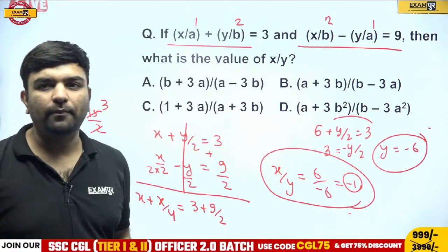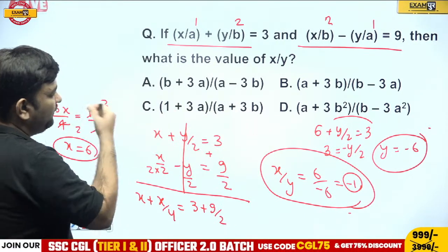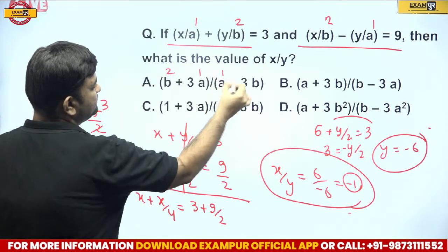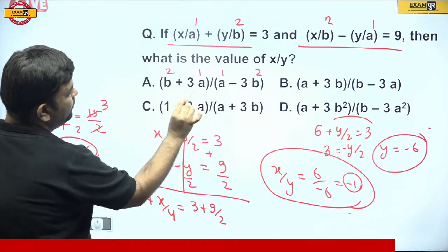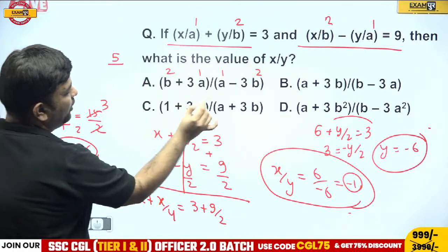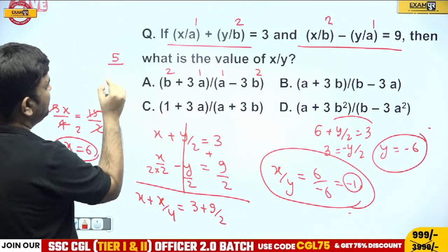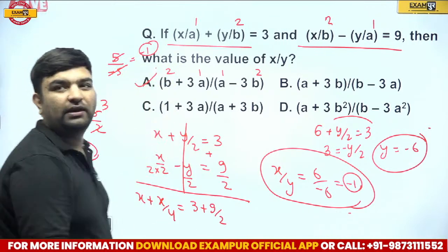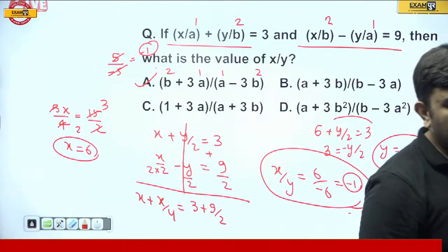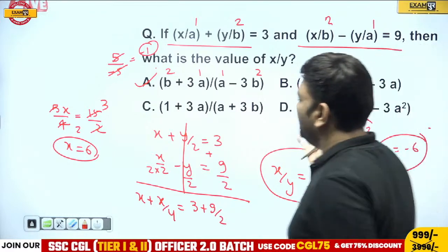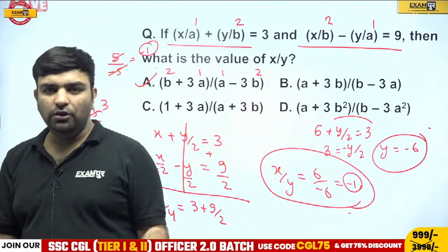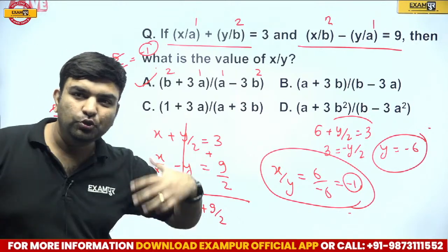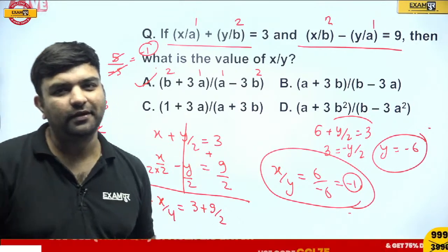Whoever will give you minus 1 is your answer. On putting y, b is 2 and this is 1. 2 plus 3, 5 upon 1 minus 6, minus 5, minus 1. You can take the risk, only A will give, because here we have taken such different values that two options can't clash.